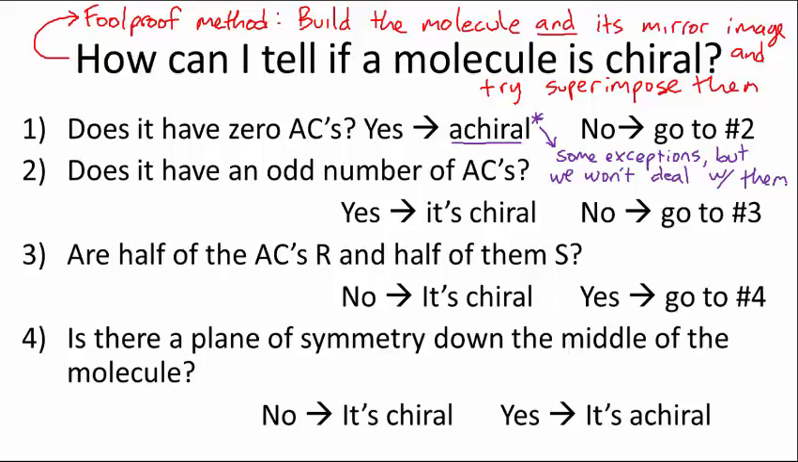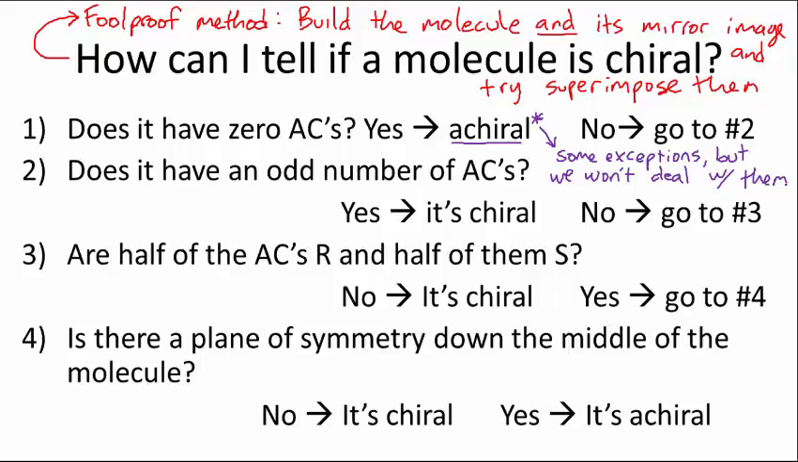If it's got an even number of asymmetric carbons, that's where you have to consider, well, is it meso? And we talked about how to do that last time. First, if half of them are R and half of them are S, then it might be meso. But if they're not half R and half S, then it's automatically not meso, so it's automatically chiral. And then step 4 is you look for that plane of symmetry down the middle where every R, every right hand, is reflected into a left hand on the other side. And then it could be a meso compound. So that's our sequence of steps for looking at a molecule and deciding if it's chiral.